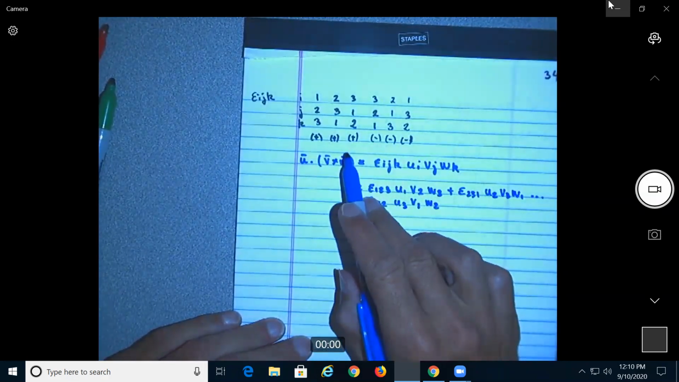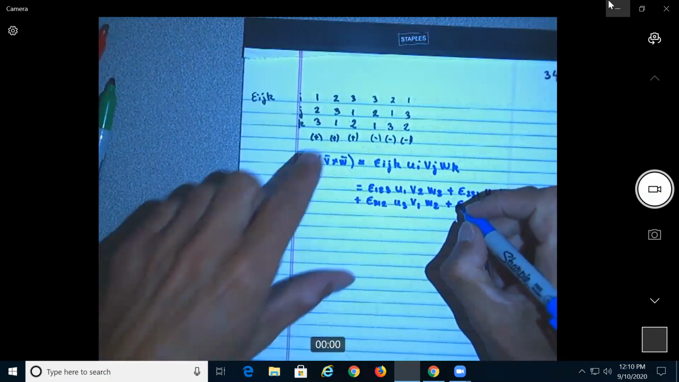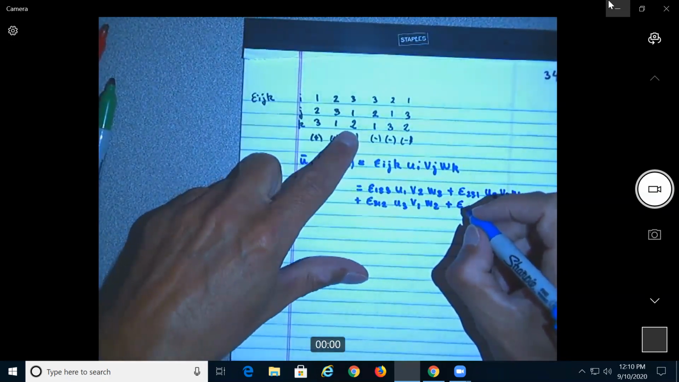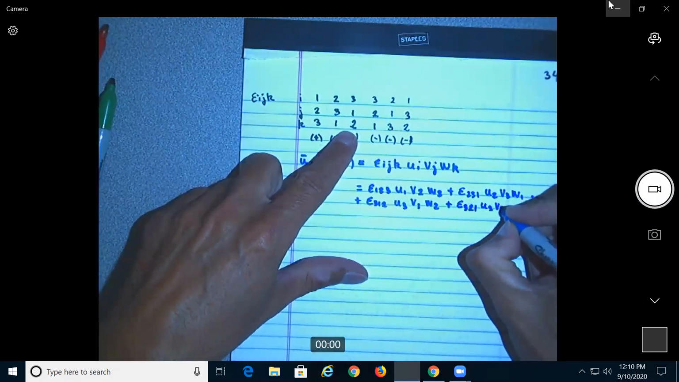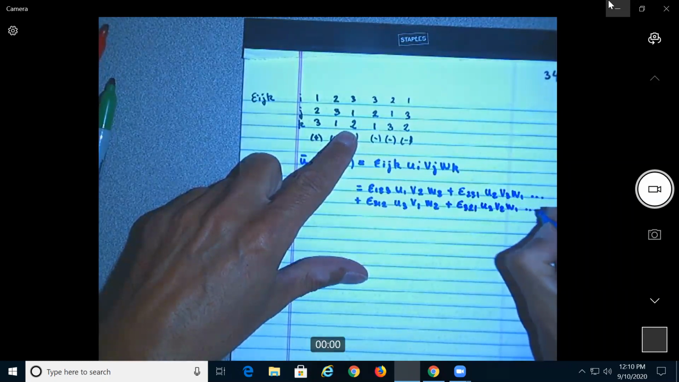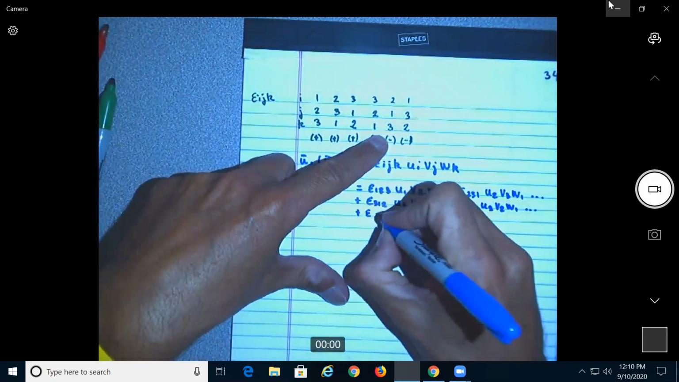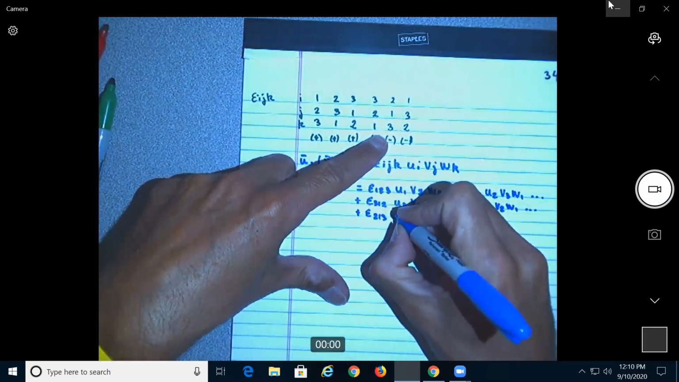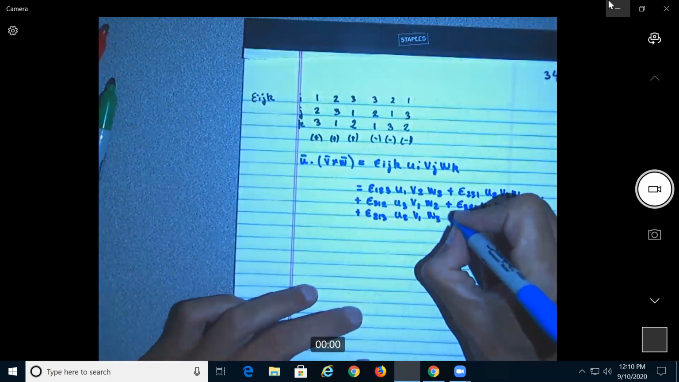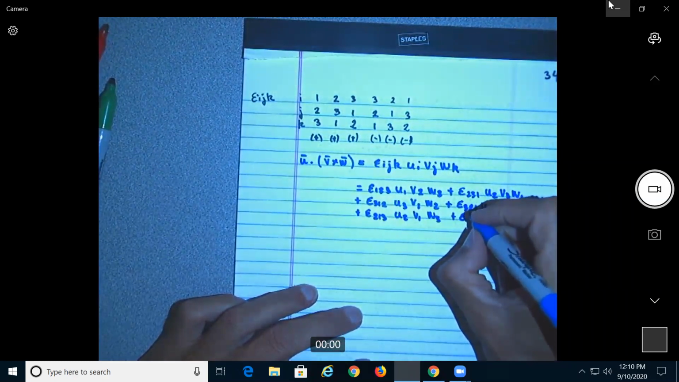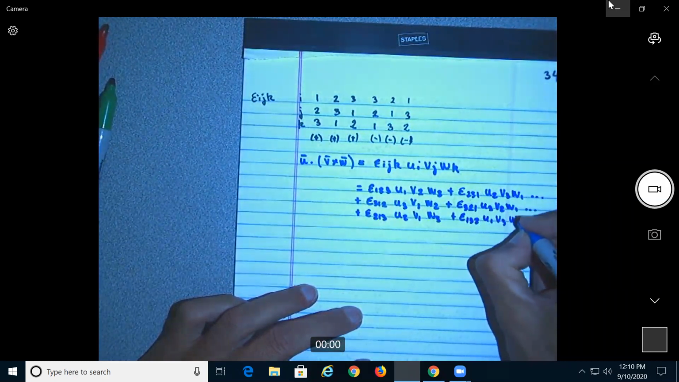So that's 1, 2, 3. We did the first three positives. Then we're going to have plus epsilon 3, 2, 1, u3, v2, w1, plus epsilon 2, 1, 3, u2, v1, w3, plus epsilon 1, 3, 2, u1, v3, w2.